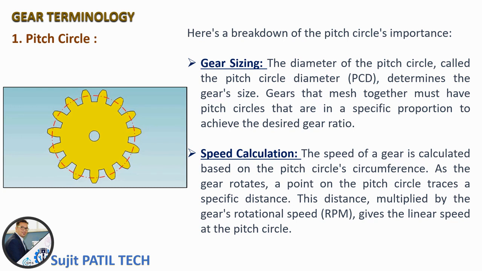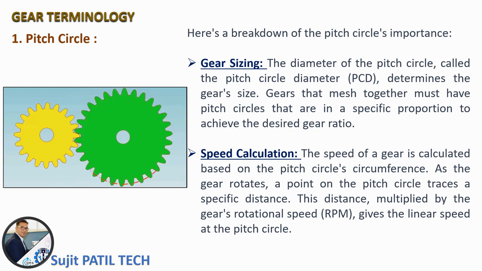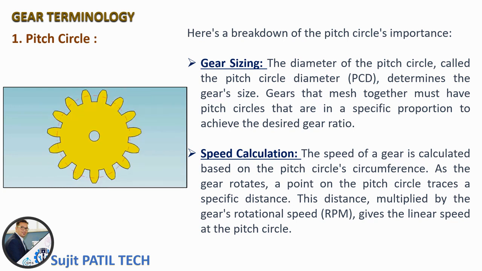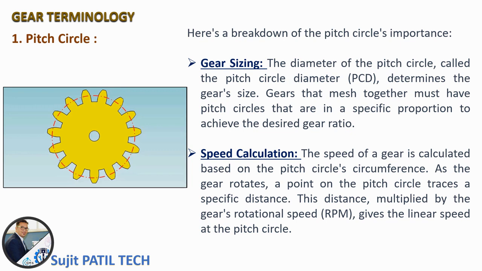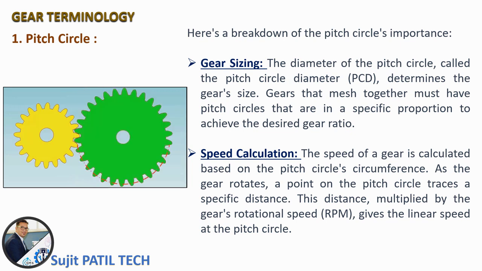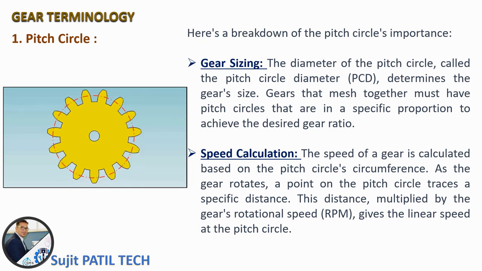Here's a breakdown of the pitch circle's importance. Gear sizing. The diameter of the pitch circle, called the pitch circle diameter, PCD, determines the gear's size. Gears that mesh together must have pitch circles that are in a specific proportion to achieve the desired gear ratio.